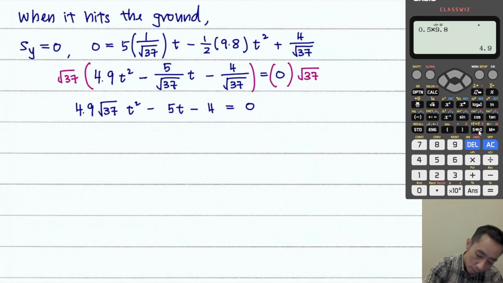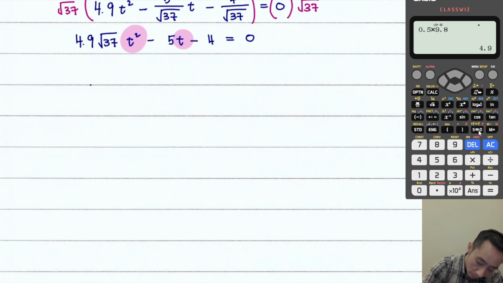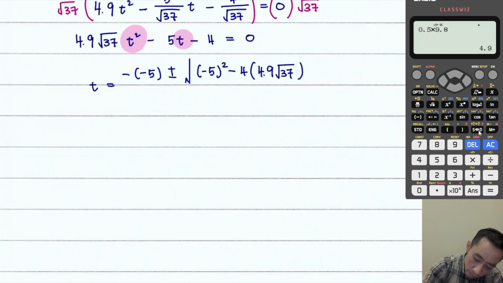So for the first one, 4.9 square root of 37 t squared minus 5t minus 4 equals 0. Here I have a quadratic equation in terms of t. So how do I solve quadratic equations? Just simply apply the quadratic formula. So t equals negative b plus minus square root of b squared minus 4ac, where a is 4.9 square root of 37, and then c, divided by 2a.